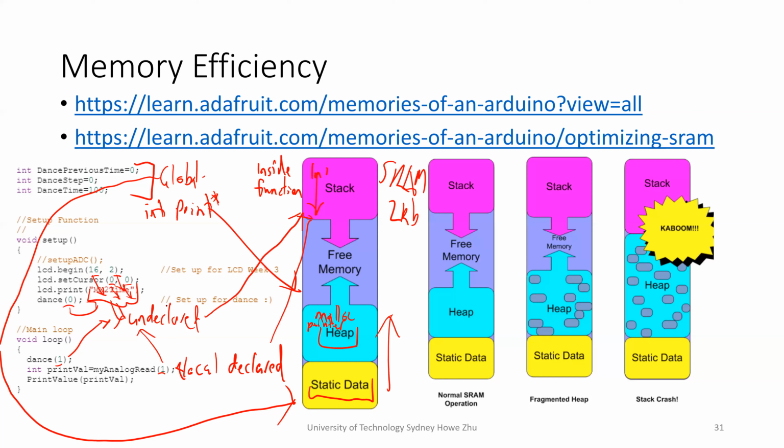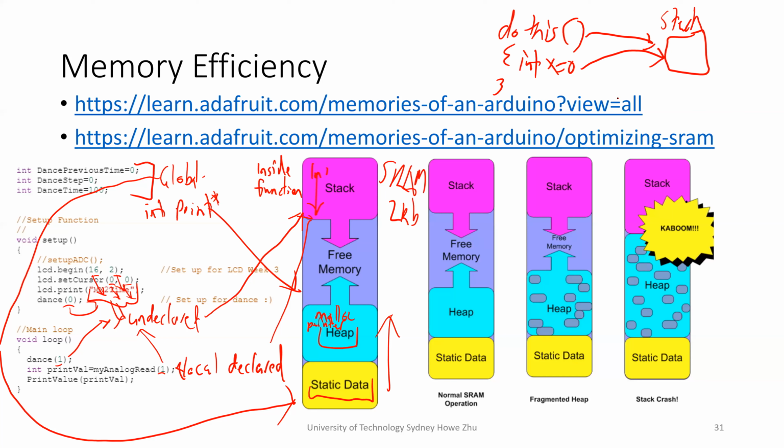So let's say I have a function called do this. And then this function declares int x equals 0. What happens is when I enter this function, this is my stack, x goes into it. But then once I go out of this function back to my loop, so once I get to this step here, x gets cleared again. So this gets deallocated, and then this clears memory.